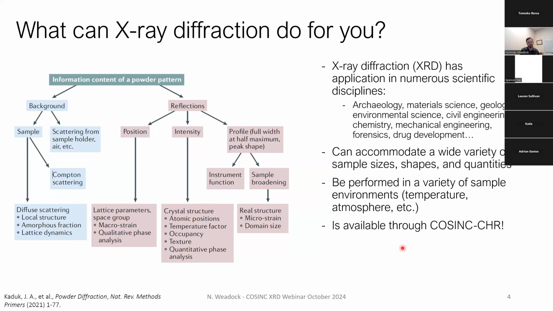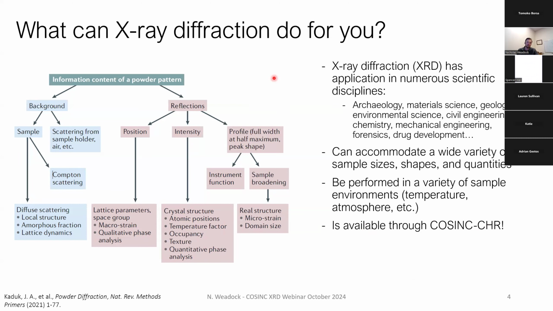X-ray diffraction is a very ubiquitous technique in fields ranging from archaeology to materials science, all the different engineering disciplines, pharmaceuticals, chemistry, forensics, and it can accommodate a wide variety of sample sizes, shapes, and quantities. And at least in the lab, it's more or less a non-destructive technique. The instruments are very adaptable, and you can perform measurements in a variety of sample environments, different temperatures, different atmospheres. Most importantly, we can do it here in COSINC.